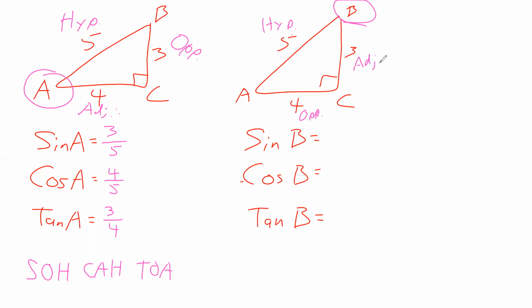So we have sine of B, cosine of B, and tangent of B. Now I'm using the labels that I did this time around. So sine of B, what's that going to look like? What over what? 4/5. Cosine of B, what's that going to look like? 3/5. And tangent of B.